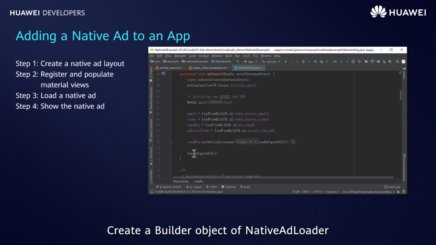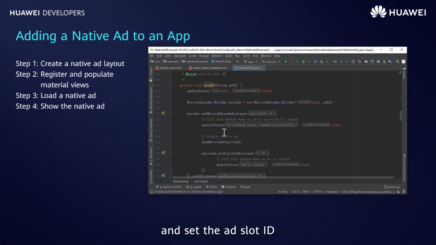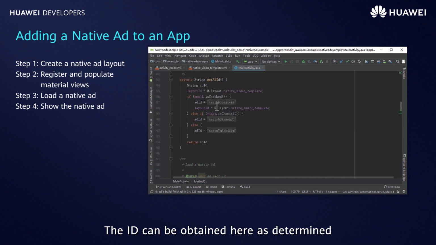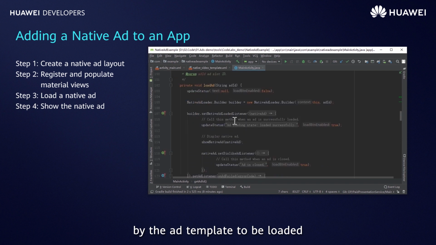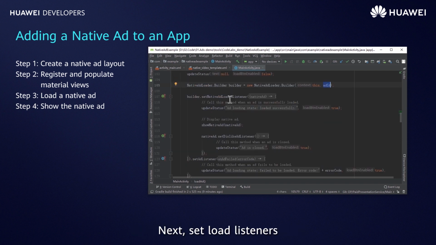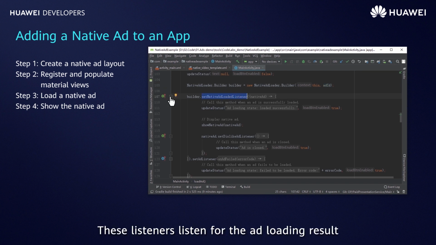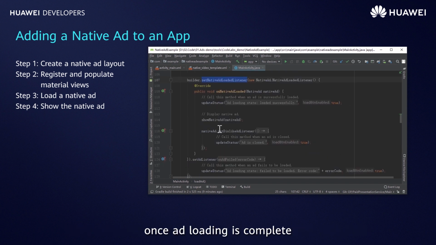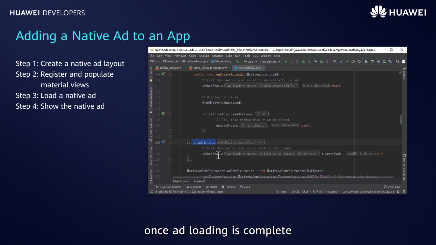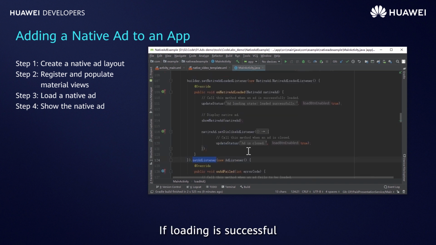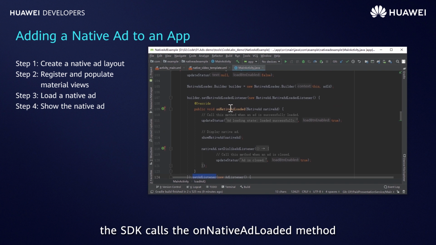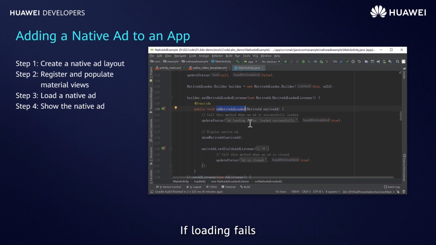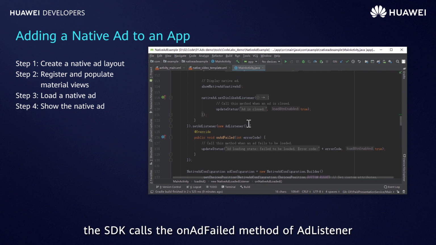Create a builder object of native ad loader and set the ad slot ID. The ID can be obtained here as determined by the ad template to be loaded. Next, set load listeners. These listeners listen for the ad loading result, which then determines the callback method the SDK calls once ad loading is complete. If loading is successful, the SDK calls the onNativeAdLoaded method. If loading fails, the SDK calls the onAdFailed method of ad listener.